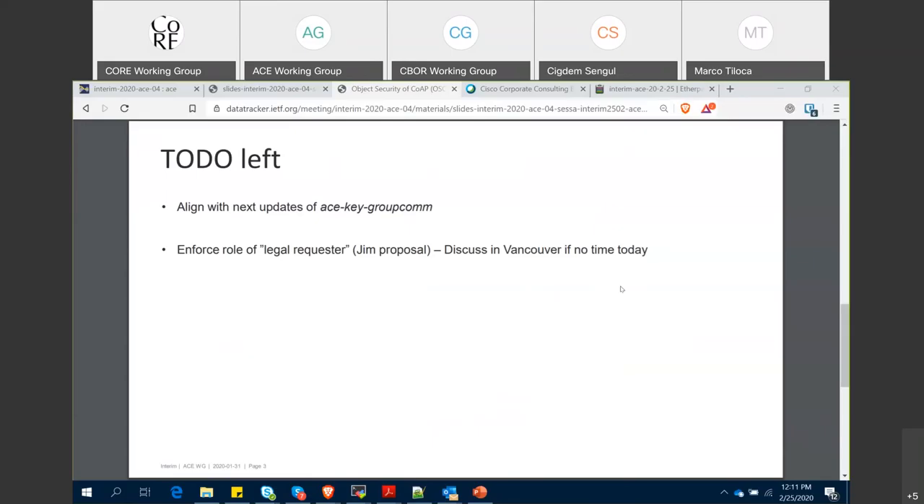Jim has a comment in the chat. Okay. Not sure anything can prevent anyone from just sending messages anyway. So it's more like a trusted sender you should really listen to.